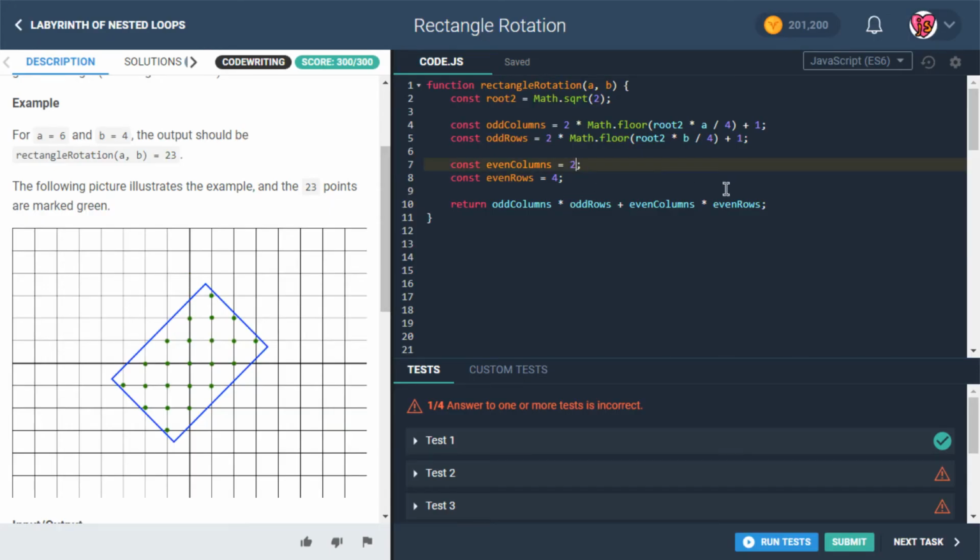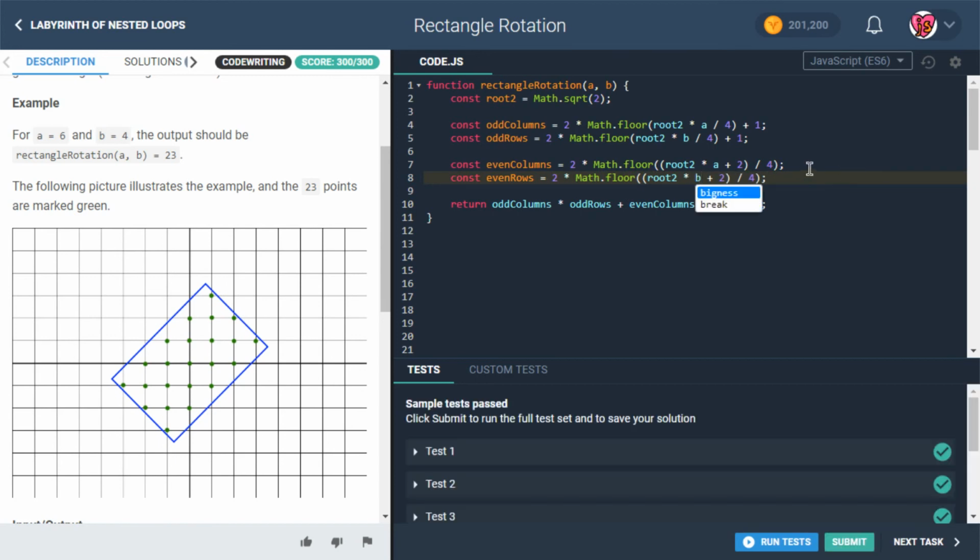Ugh, it's not looking good, but okay. 2 times math.floor of, it was something in here being multiplied by 4, and I think we were adding 2, and we had root 2 times a, I guess, for that one, and then for the other one it'll be b. So let's copy that, let's paste that there, let's put a b on this one, let's try running it, and I think we got it right.